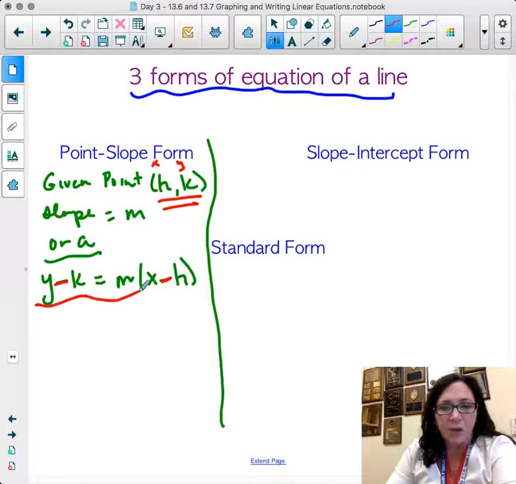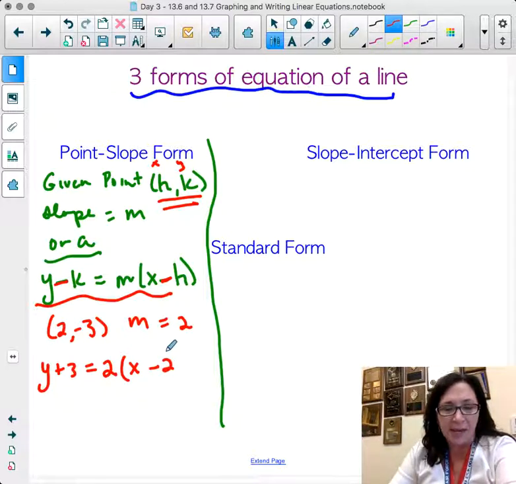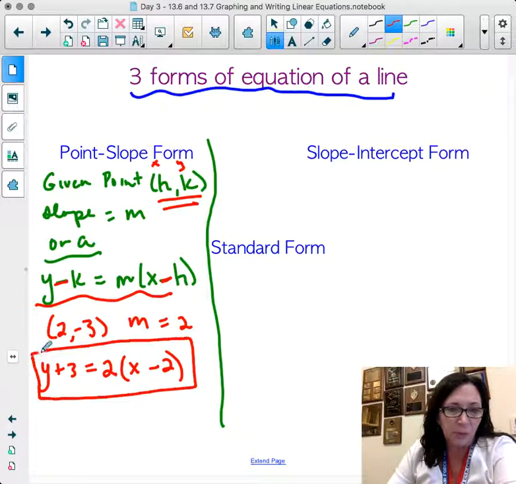Okay, so something you might use this with is if they give you the point, let's say (2, -3), and I give you a slope of maybe 2, you're going to write this like this: y, opposite of the y coordinate, so y plus 3 equals, this is where your slope goes, 2, times x minus 2, because if it's positive here, it'll be negative here. And so this is the equation in point-slope form.